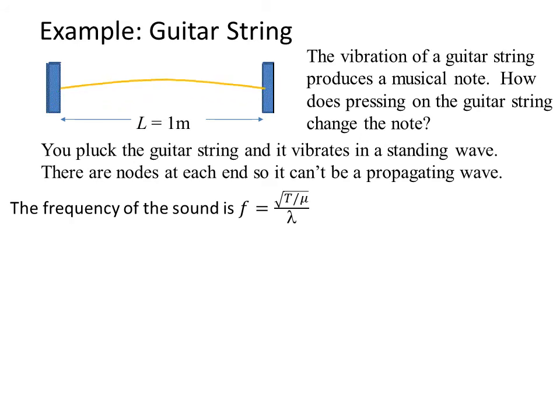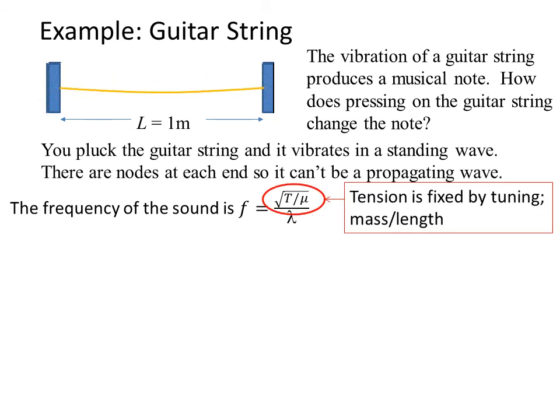And the frequency of the sound is f is equal to the square root of the tension divided by the mass per unit length. This is how tightly you turn the screw on your guitar and how heavy the string is per unit length. Both of those things are rather fixed. It's not so easy to turn the knob while you're playing, and the mass per unit length is fixed by the string.